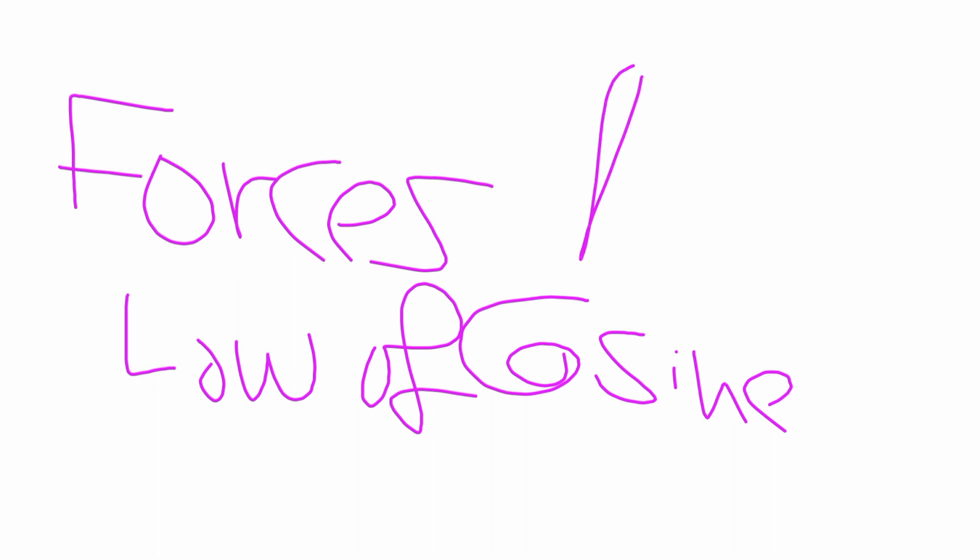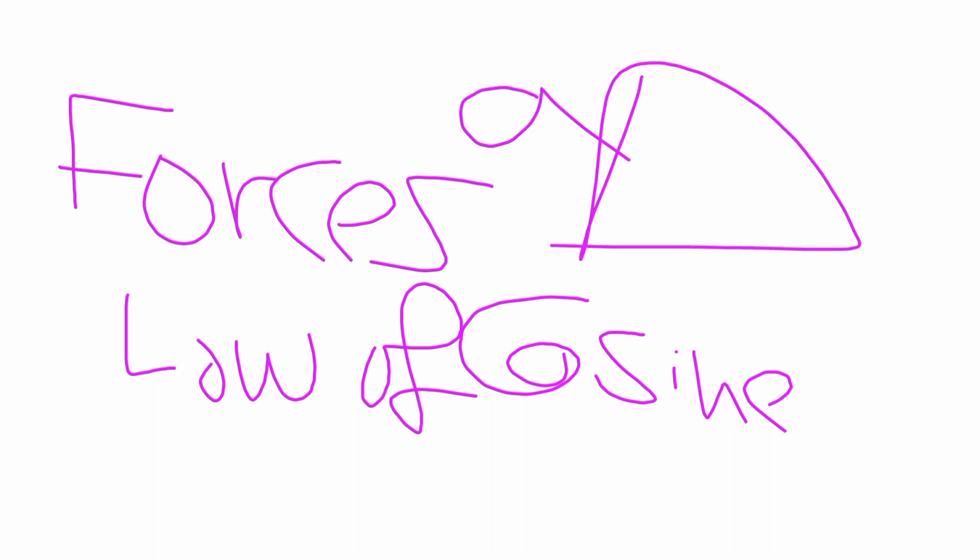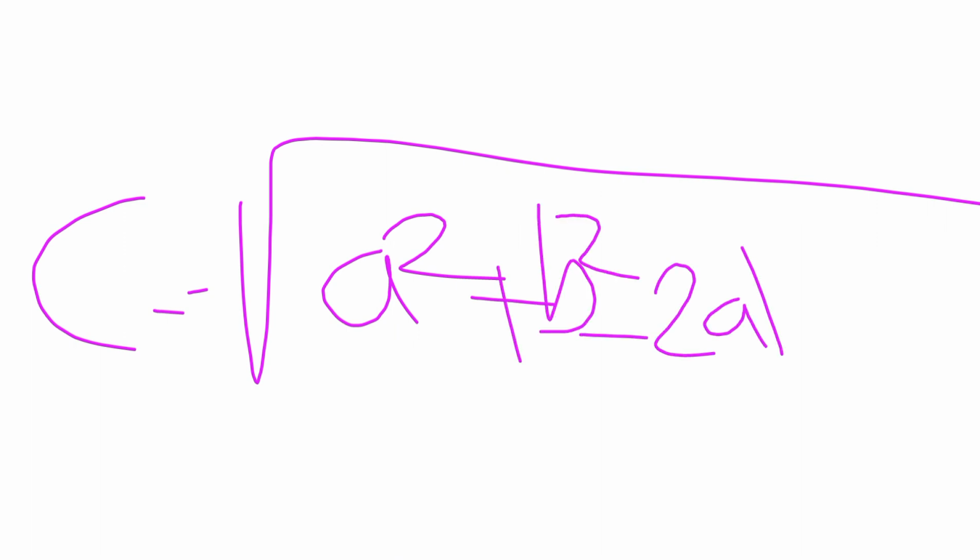Next, when I get forces in vectors, I have to use the law of cosine, not the law of sine. With a triangle with sides a and b and the angle between them, c equals the root of a squared plus b squared minus 2ab cosine x.